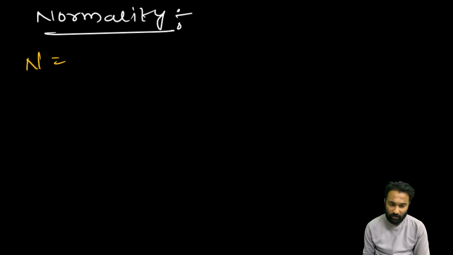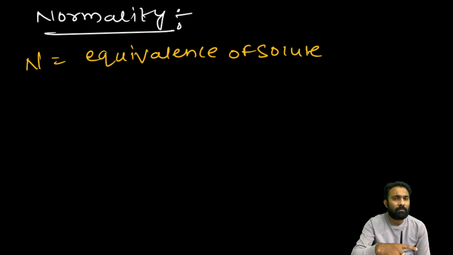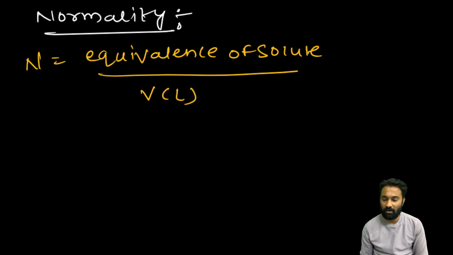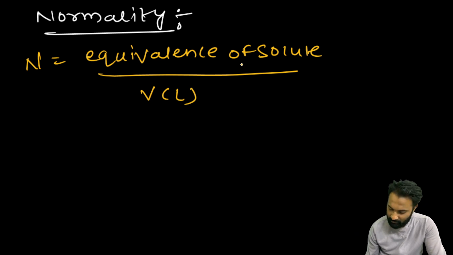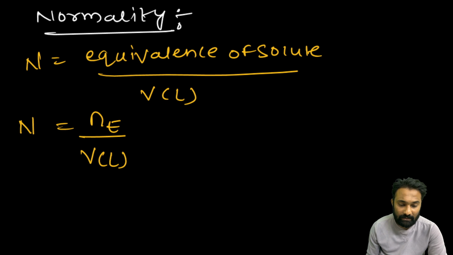Normality N is equal to equivalents of solute by volume of solution in liter. Normality and molarity are the same only. In molarity we deal with the number of moles of solute; here we deal with the equivalents of the solute. That's it. Normality is equal to number of gram equivalents, Ne, by volume in liter. Clear?